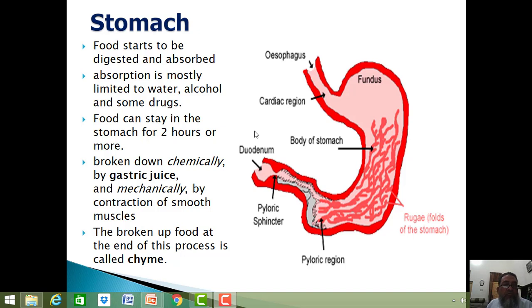The broken up food at the end of this process is called chyme. The semi-solid broken part of the food incoming from the esophagus now changes into chyme, a semi-solid liquid form of food.